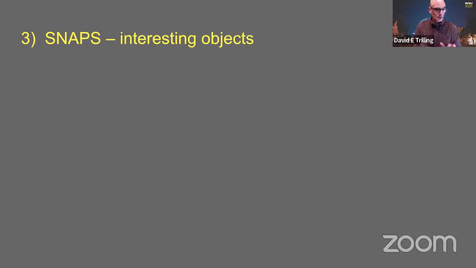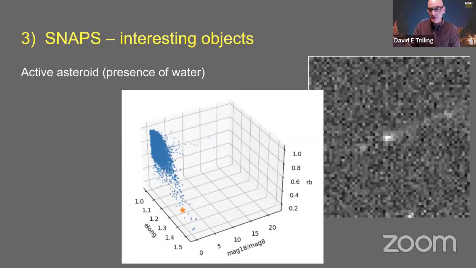Okay, so I really want to make sure I had time for these interesting objects. So that's where I'm going to go here. These are now individual objects that we've pulled out of our database that are interesting. The previous plots were all sort of summary plots of the whole population of asteroids. Now let's talk about the individual interesting asteroids that we have found.